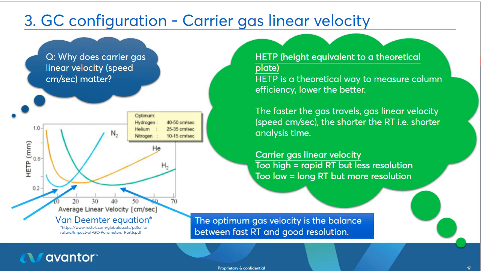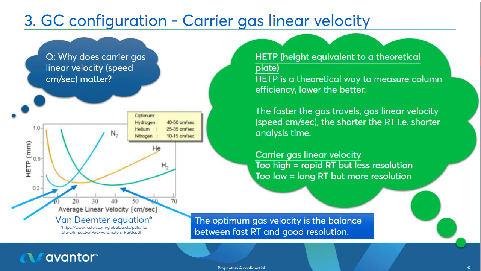And this means when it gets past this optimum velocity, the chromatography starts to deteriorate. The efficiency of the column gets worse, and that's what we don't want. This is measured in a HETP value, a theoretical way to measure column efficiency. So the lower this value, the better. The faster the gas travels, the shorter the retention time. But we don't want it too fast, because then we lose column efficiency and good chromatography. We start to see band broadening, and that's what we don't want.